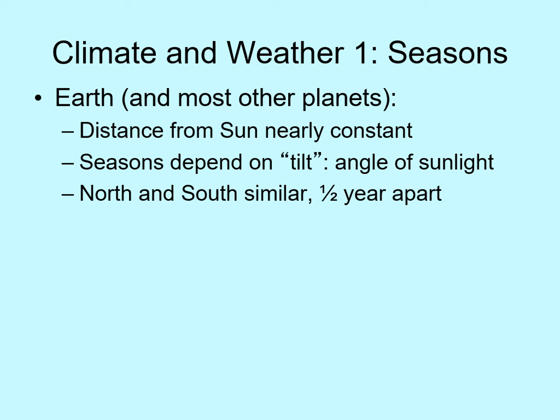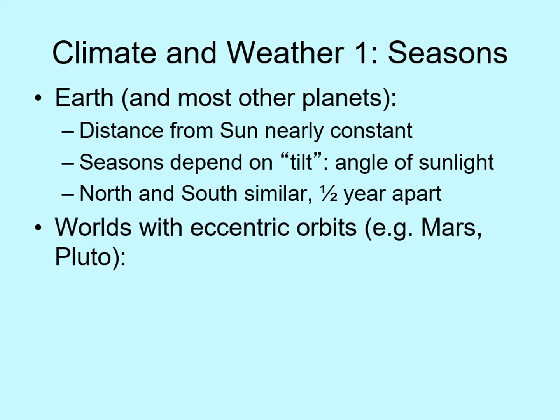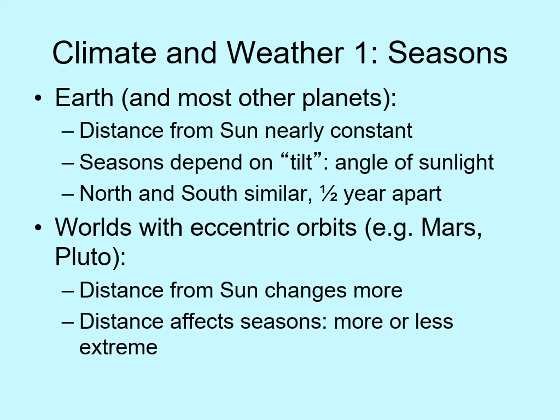However, there are some worlds whose distance from the Sun does change significantly over their orbits. On Mars, the distance changes by 20% over a year, while for Pluto, the farthest distance is 80% more than the closest distance. In comparison, the Earth's distance only changes by 3%. For worlds like this, we can't understand seasons unless we take both tilt and distance into account.